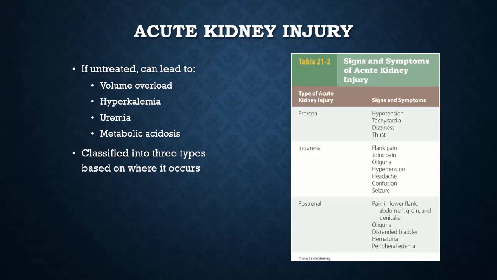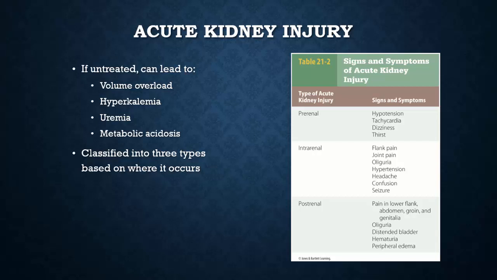Of note, tubule damage can also be caused by hypoperfusion leading to acute tubular necrosis, or toxins, or rhabdomyolysis, which is the released myoglobin within the body system, and it damages the tubules.